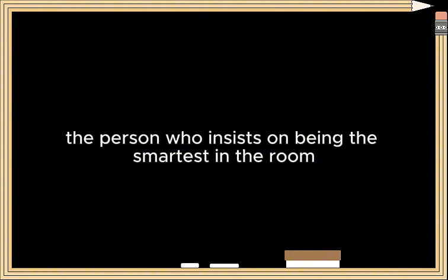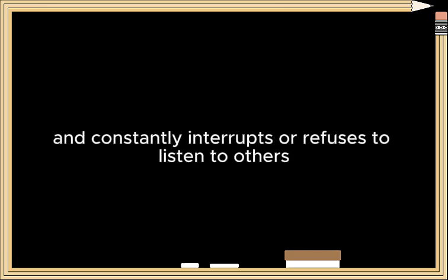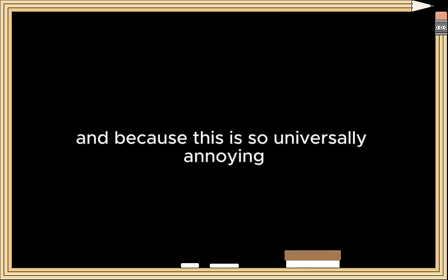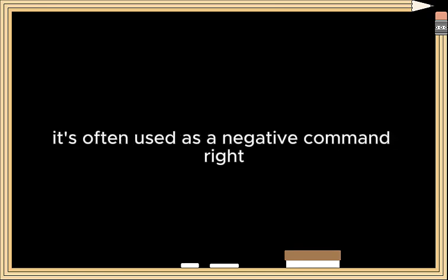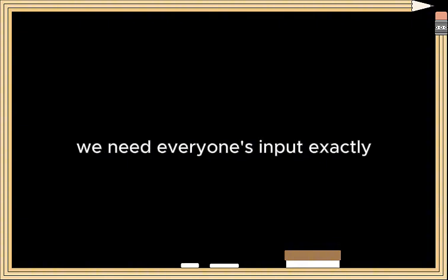The person who insists on being the smartest in the room is a know-it-all. This person behaves as though they know everything and constantly interrupts or refuses to listen to others. They dominate conversations and just lack intellectual humility. And because this is so universally annoying, it's often used as a negative command. Right. Don't act like a know-it-all. We need everyone's input. Exactly.